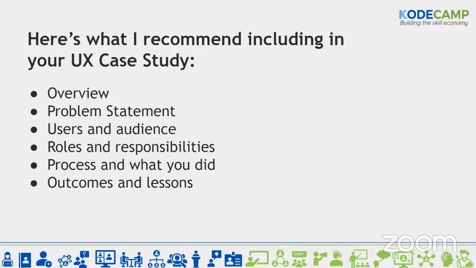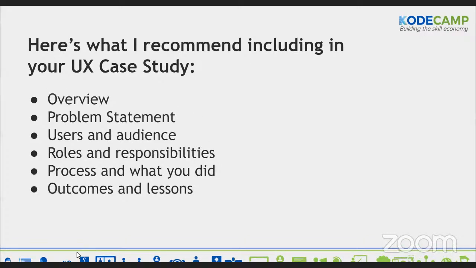Your roles and your responsibilities. This is where you tell us about the part that you played in the whole design process. This is what I did as a UI/UX designer. For example, I interviewed 5 participants. I carried out this research. I did this and I did that. This is where you point out your responsibilities and the roles you played.